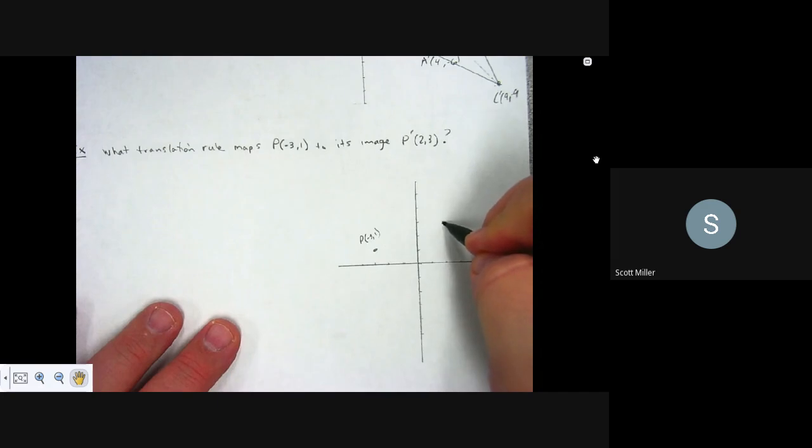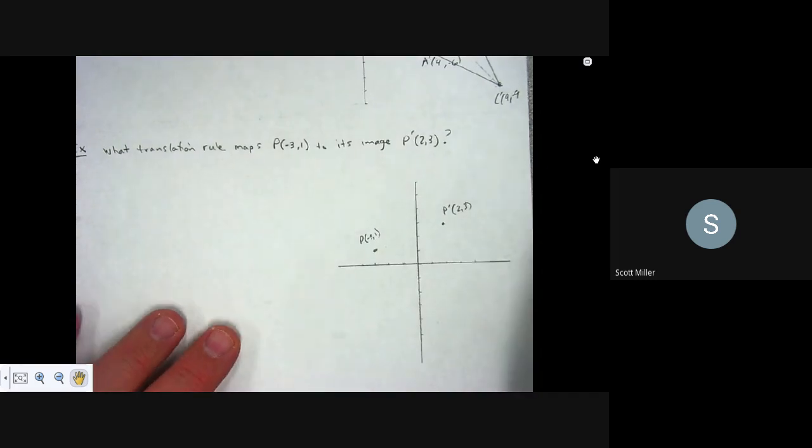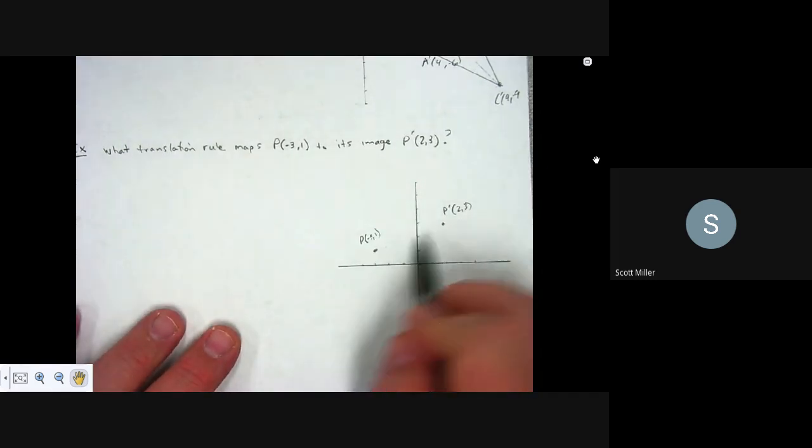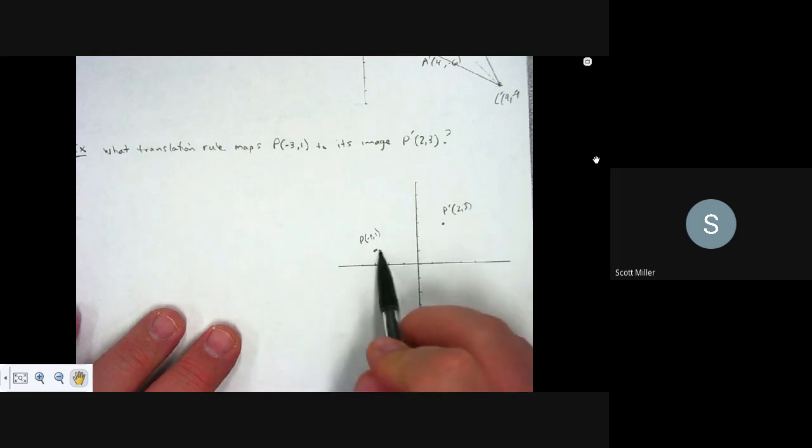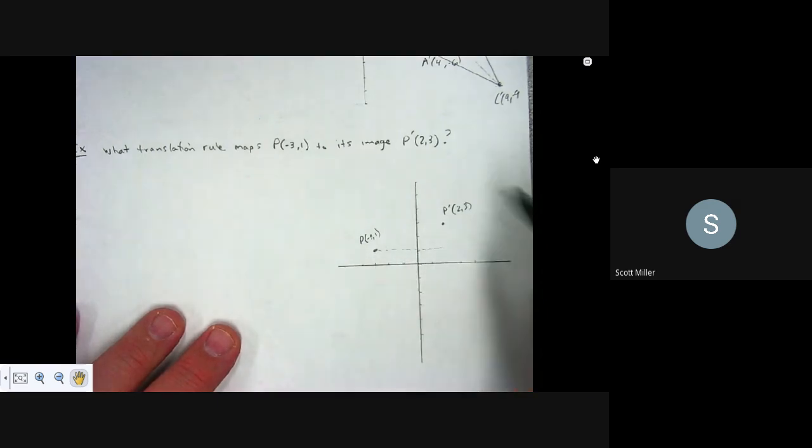So that right there is P prime. That's the image point. So the question is how does it move? How do I get from here to here, going in the x direction and the y direction? You just gotta do this. What is going on here?